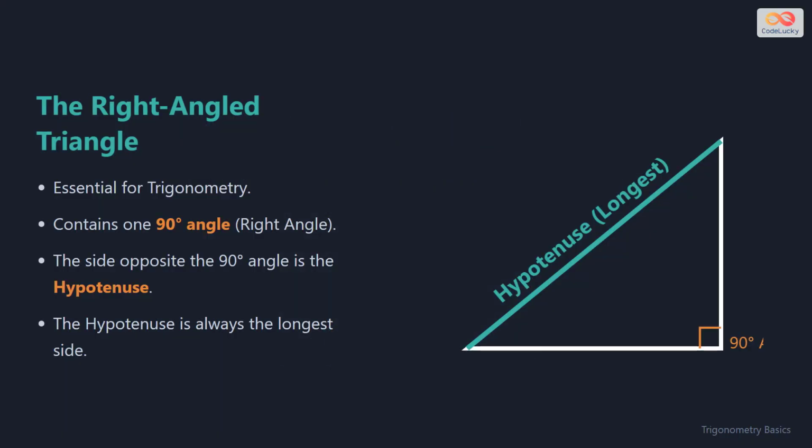First, we need to understand our shapes. Trigonometric ratios like cosine only work directly with right-angled triangles. A right-angled triangle is defined by having one 90-degree angle, often marked with a small square. The side directly opposite this right angle is called the hypotenuse. It is always the longest side of the triangle.